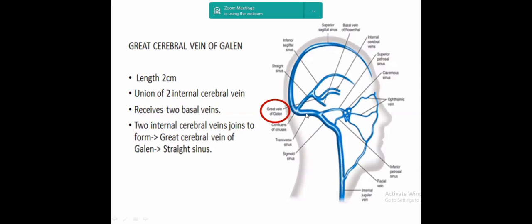Next, coming to the vein of Galen. Basically it's approximately 2 centimeters in length. It is mainly formed by the union of the internal cerebral veins and the basal vein. The vein of Galen ultimately drains into the straight sinus.